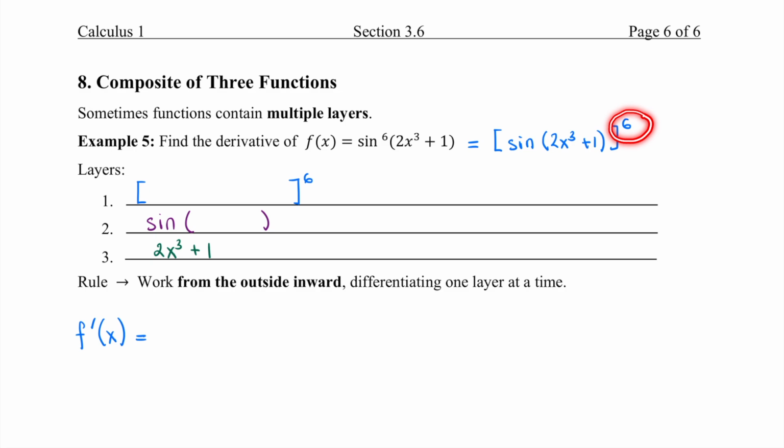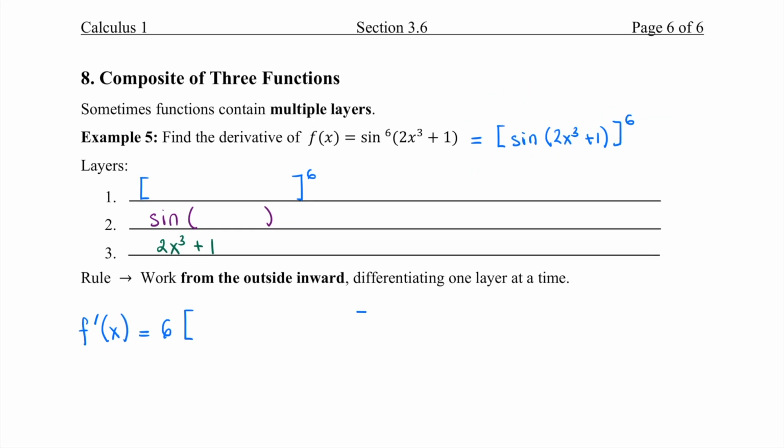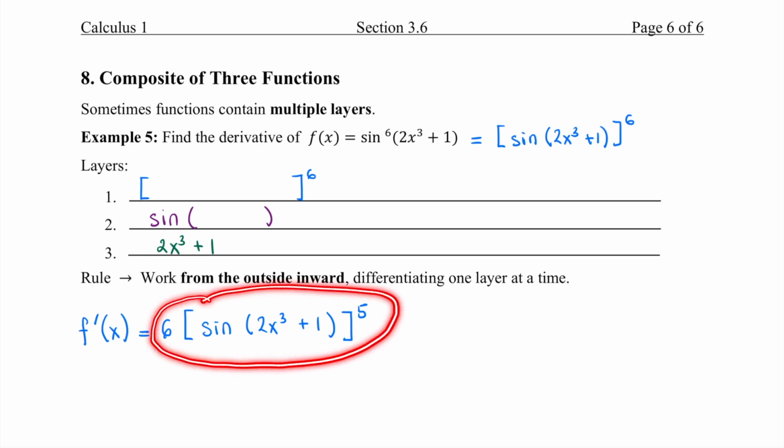To find the derivative of f of x, we need to start differentiating the outer layer first. The outer layer is the power function, so we need to use the power rule. We bring the 6 down as the coefficient, and the new exponent is 6 minus 1. So we have 6 times something to the fifth power, and this something is sine of (2x to the third plus 1). This is the derivative of the outer function, and we need to multiply this by the derivative of the inner function.